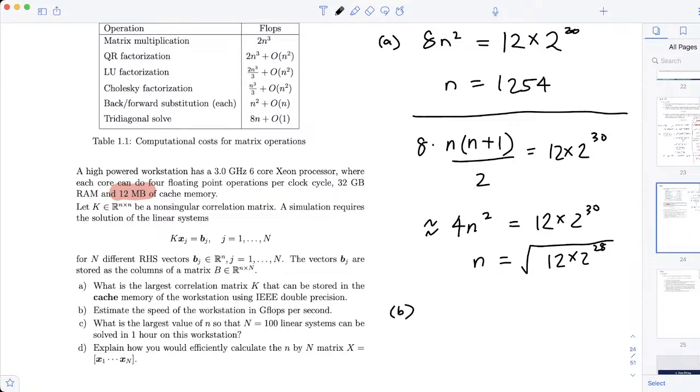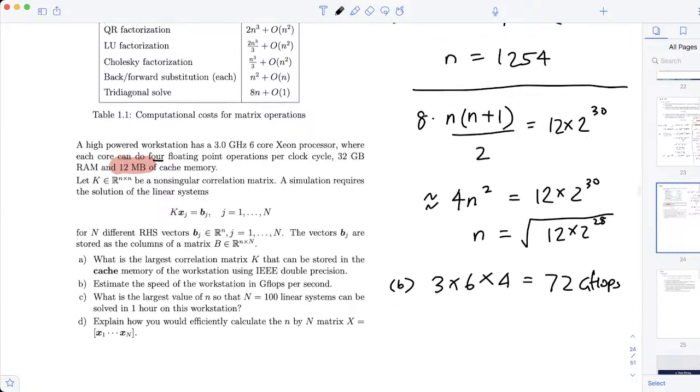Estimate the speed of the workstation in gigaflops per second. Well, that's pretty straightforward. We have 3 gigahertz and 6 cores. So all we have to do is 3 times 6, and then each can do 4 floating point operations per clock cycle. Multiply that by 4, and that gets us 72 gigaflops per second.